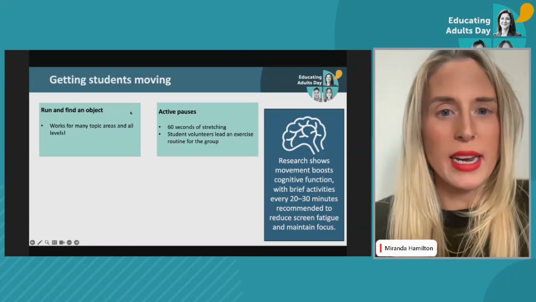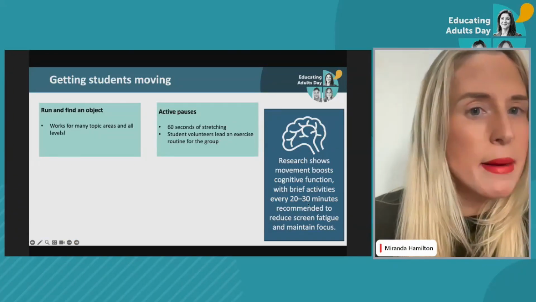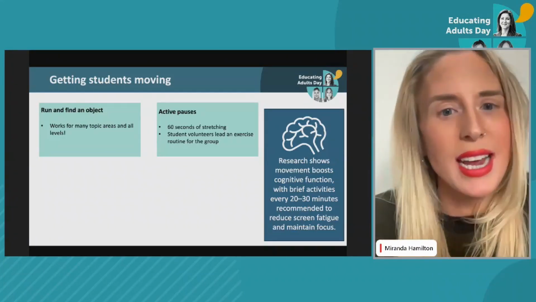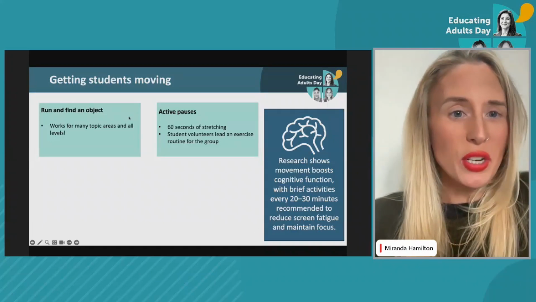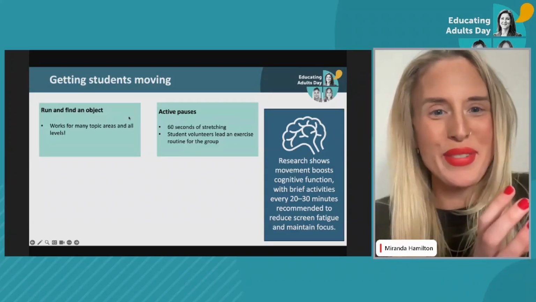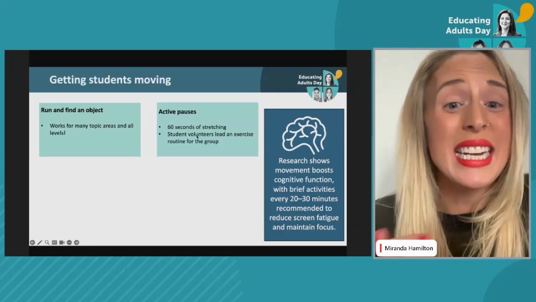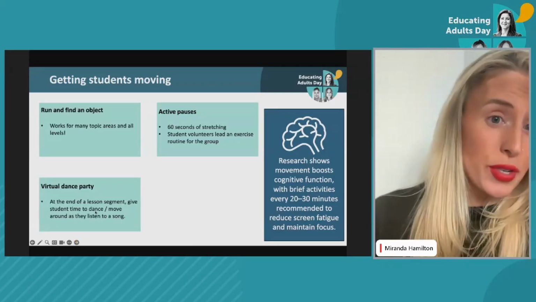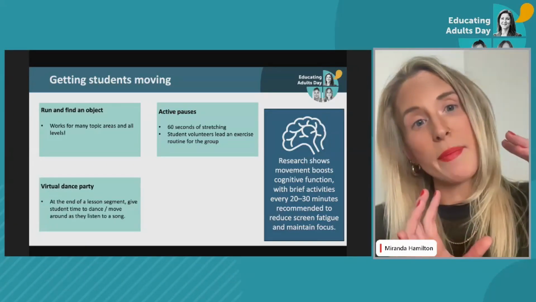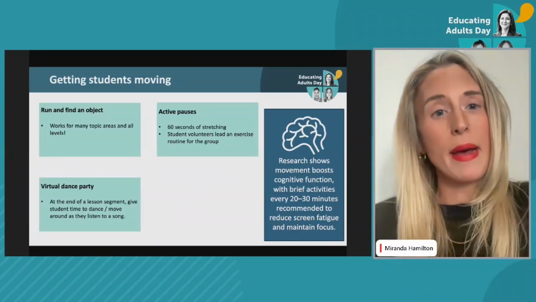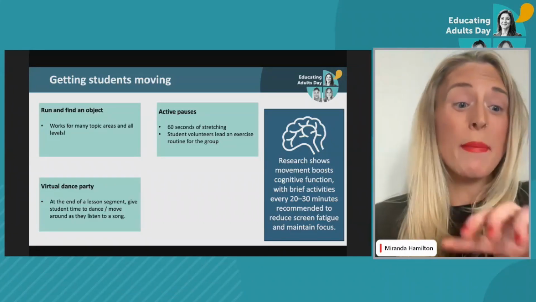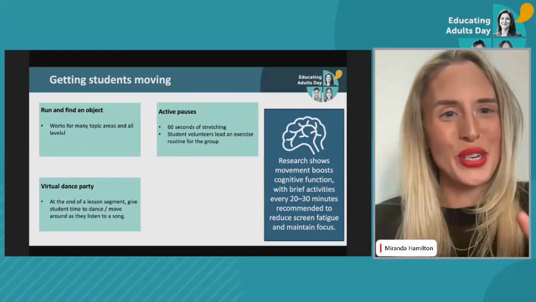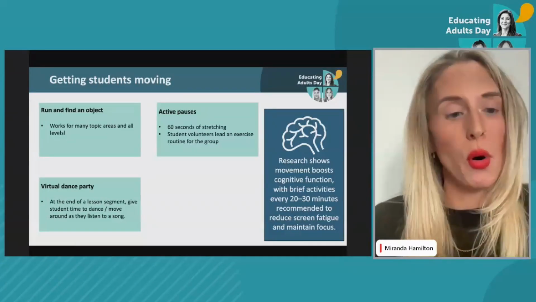Something I do as well is in lessons, if it gets to the 30-minute mark, I might get my students to stand up and do a stretch for 60 seconds. Another thing you can do, if you know your students and you've got some brave students, is ask a student as a volunteer to lead an exercise routine for the group. Another idea, a virtual dance party. At the end of a lesson or a lesson segment, get your students to choose a song, play the song and let them dance or move around the room to the song. And of course, they get to choose if they want to keep their cameras on or off for that.